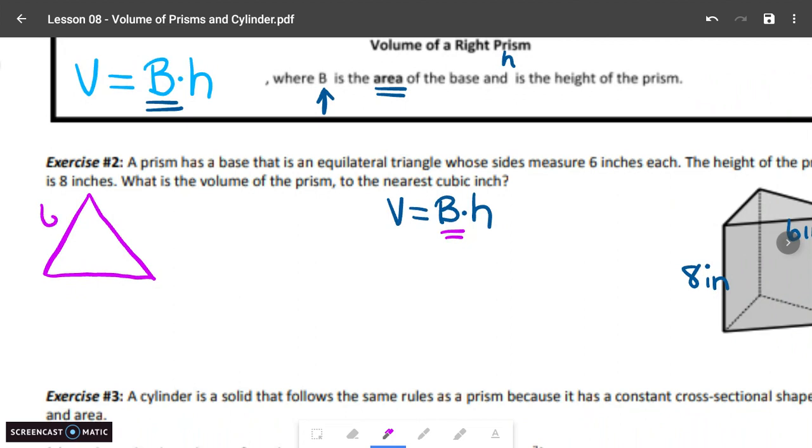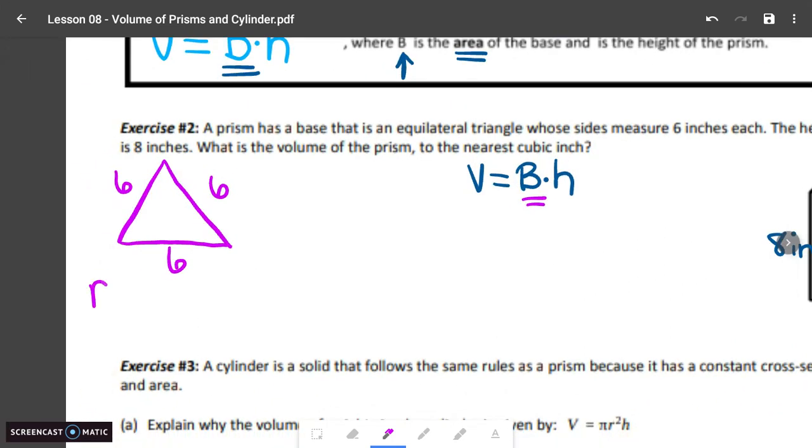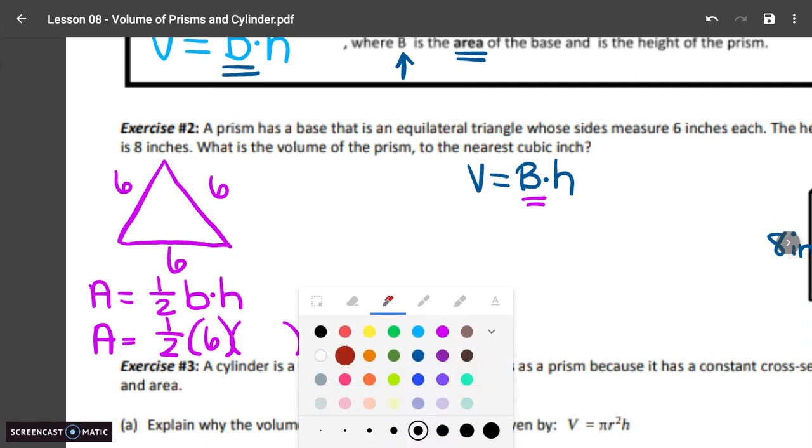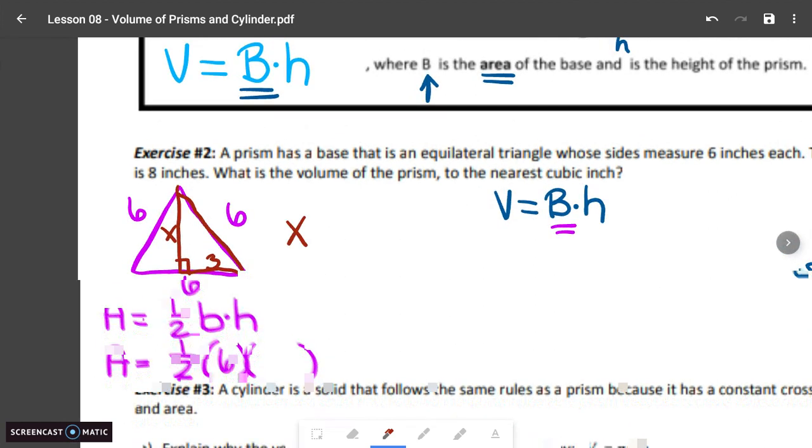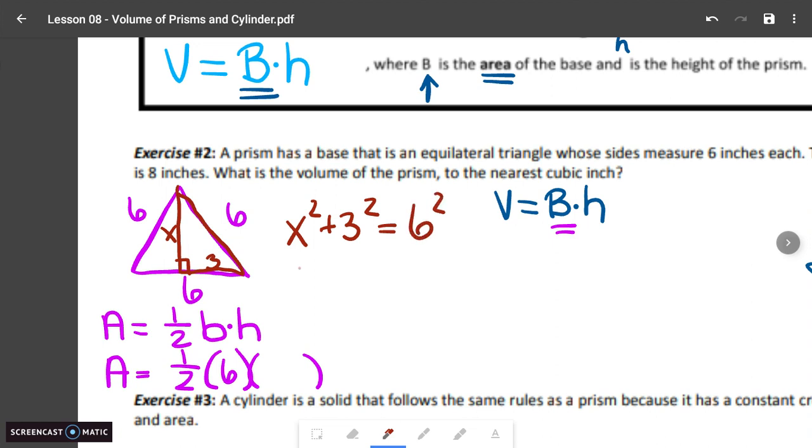And it's an equilateral triangle, so we know we have 6 inches all the way around. And the area formula from our previous lesson of a triangle is 1/2 base times height. So we can plug that in, 1/2. 6 is our base, but the problem is we don't have the height right now. So remember, we can calculate that height by making our own right triangle in here. So I'd have 3 inches. We're looking for x. So we're going to use Pythagorean theorem. X squared plus 3 squared equals 6 squared.